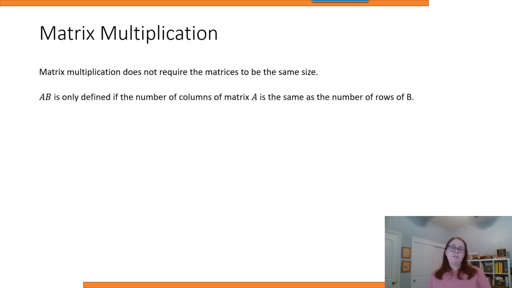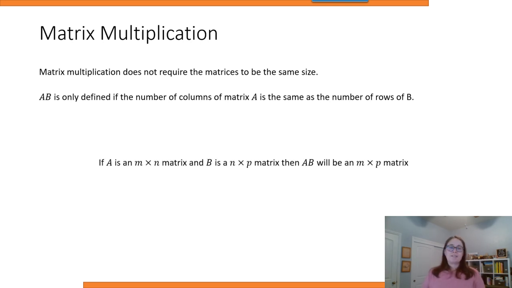So A times B, multiplying two matrices, is only defined if the number of columns in matrix A is the same as the number of rows in matrix B. Again, tricky thing to keep straight. So to make it a little more concrete, if I have a matrix A that's M by N, so it has M rows and N columns, and a matrix B that is N by P, so that's N rows and P columns. So the columns in A match the number of rows in B here. The second number in matrix A's dimensions is the same as the first number in matrix B's dimensions. That might be an easier way to remember it.